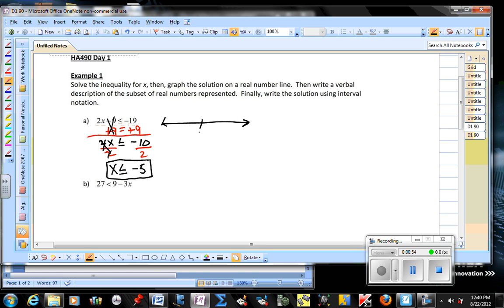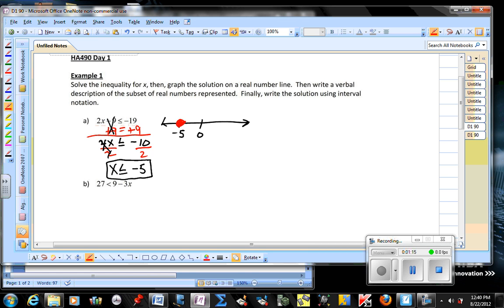We should always include 0 on a number line. And our solution is negative 5, so we'll put some value to the left of 0. You don't have to put a tick mark for every value. That'll be tedious and unnecessary, but we should always include 0, and we should always include the number as our boundary. So we're less than or equal to negative 5, so we use a solid closed dot.